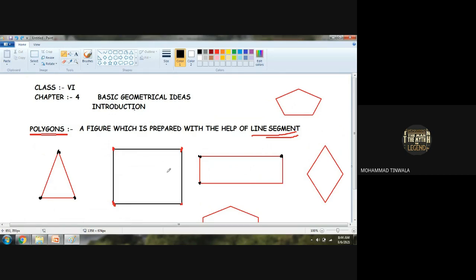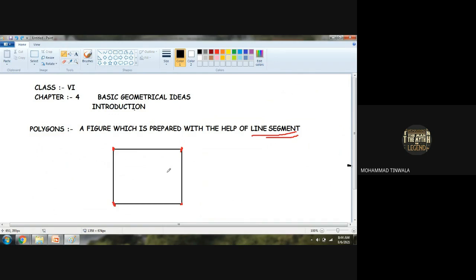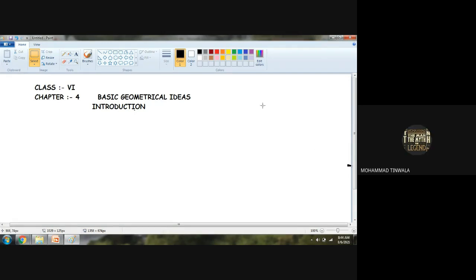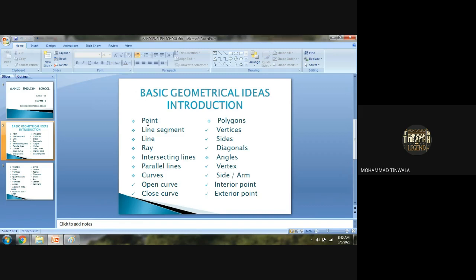Anybody has any doubt with this word polygon? No, sir. Okay. So the word polygon is prepared for you. Chalo. How many topics have we cleared? We studied points, line segment, line, rays, intersecting lines, parallel lines, curves, open curve, closed curve, and the word polygon. The word polygon itself has a few points that I will teach you tomorrow. Is that clear? In our next lecture.